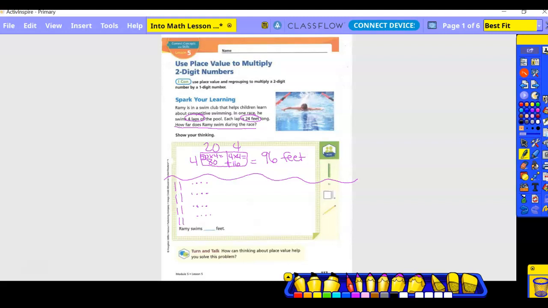Okay, and then I need to regroup. How many have to be in my group to regroup? 10, right? Okay, so I have 4 plus 4, which is 8, and then I need 2 more of the next. Mark it off and draw another long. Okay, do I have enough left over to regroup? No, I only have 6, right? Do I have enough longs to regroup? No, I only have 9, right? So this equals 9 longs and 6 small cubes. So Randy swims 96 feet.